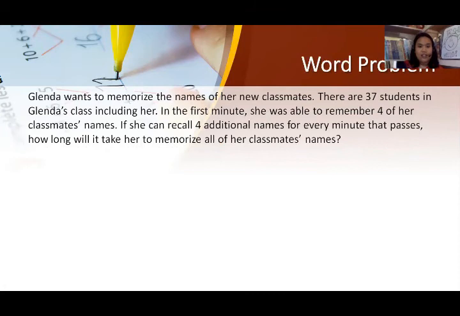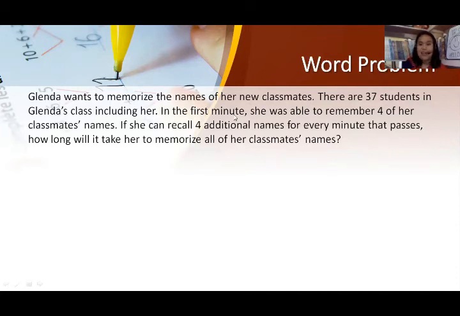Okay, Glenda wants to memorize the names of her new classmates. Classmate niyo ba si Glenda? There are 37 students in Glenda's class, including her. In the first minute, okay, balikan natin to. There are 37 students in Glenda's class, including her. Therefore, she needs to memorize 36 names na lang. Bakit? Siyempre, alam naman na yung pangalan niya.